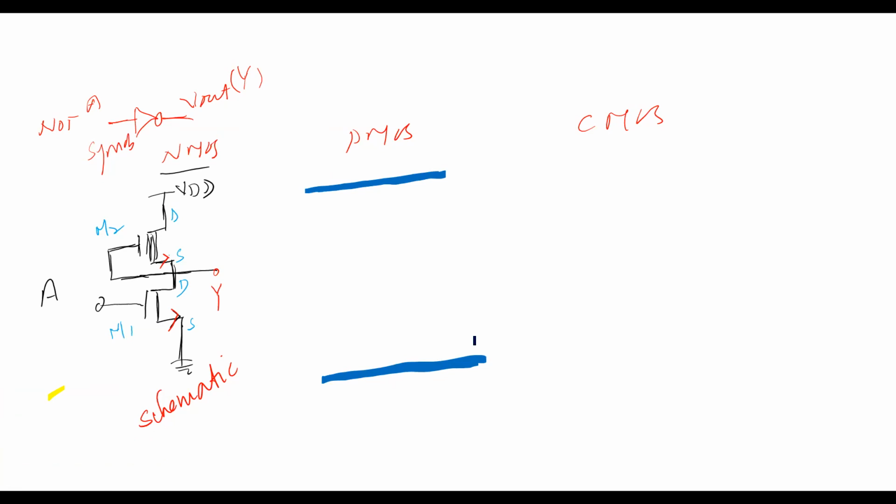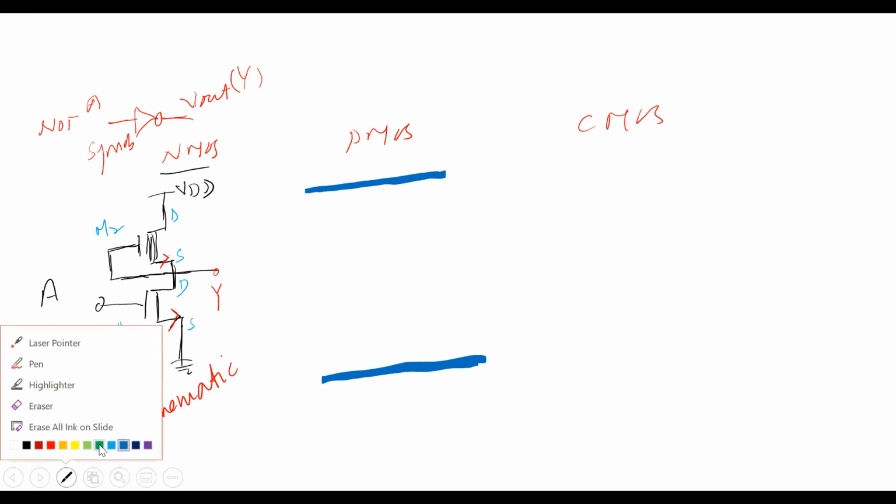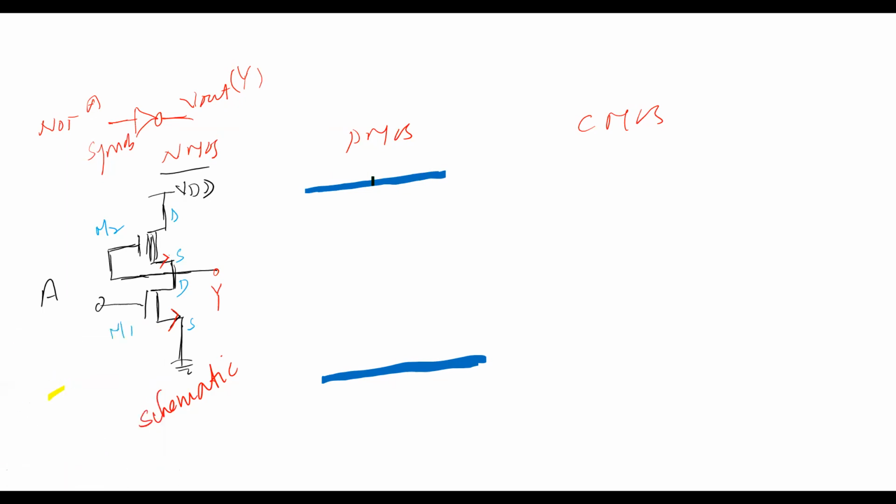Now, since both are what type of transistors? NMOS transistors. So we need the N diffusion layer. The N diffusion layer color is green. So I can take one N diffusion layer like this. Yes, this is my one N diffusion layer. Got the point?